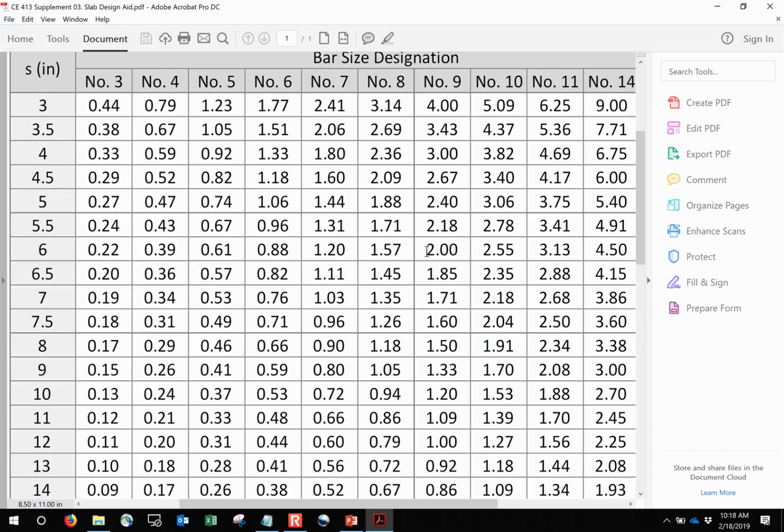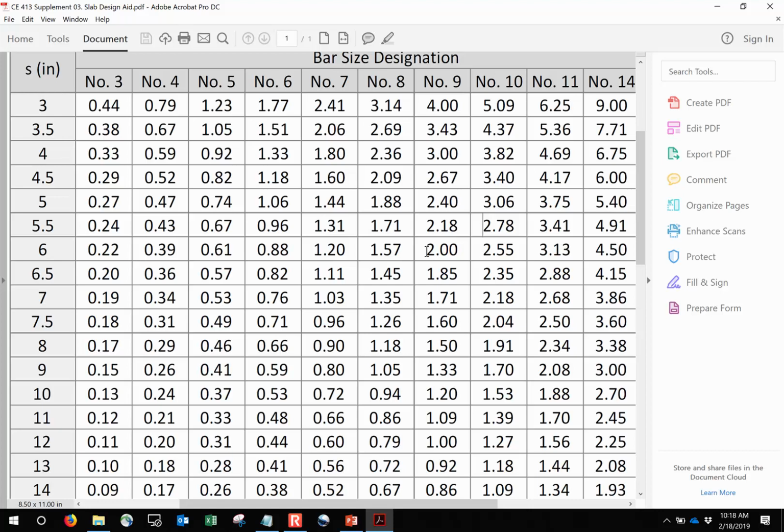Make sense? So that's all this guide is doing. It's taking the area of a single bar and saying, if I space that single bar 6 inches or 4 inches, how much is that per foot? So for instance, if I space number 9s every 4 inches, that would be 3 bars per foot, or 3 square inches per foot. And so that's how this is computed.